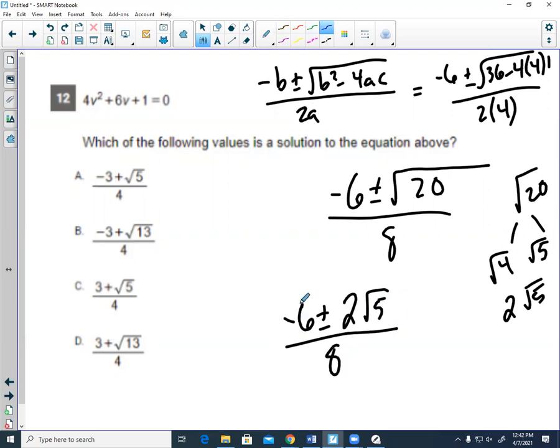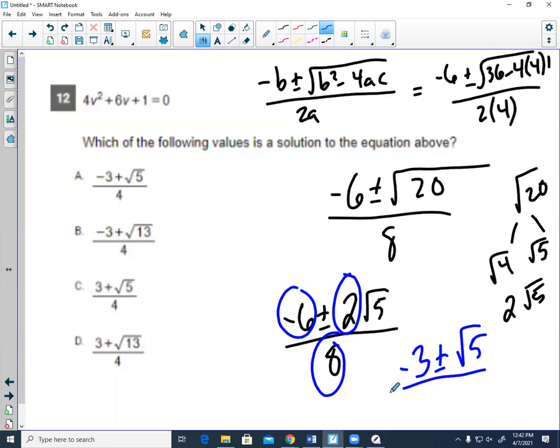And we should be able to see that 2 will go into all of these numbers right here, which will then make it -6 divided by 2 is -3. 2 divided by 2 is 1, so that will disappear. And then 8 divided by 2 is 4, so that will turn into that. Now, obviously, they don't give you any plus or any minus, it's just a plus. So the answer to this one is going to be.